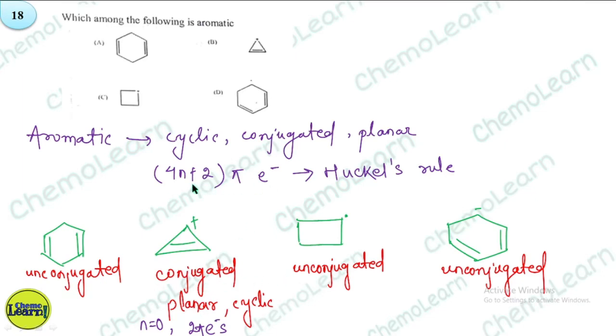Remember here n doesn't represent number of rings. Okay, it can be simply 0, 1, 2, 3, etc. So if you substitute n equal to 0 over here, then we can get 2 pi electrons. This ring contains 2 pi electrons. Okay, number of pi electrons. This is our aromatic.